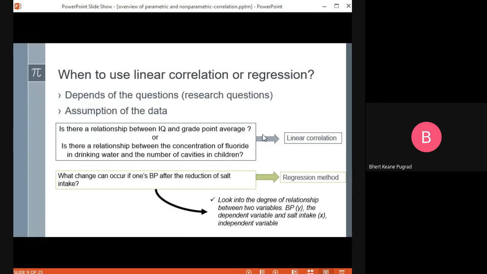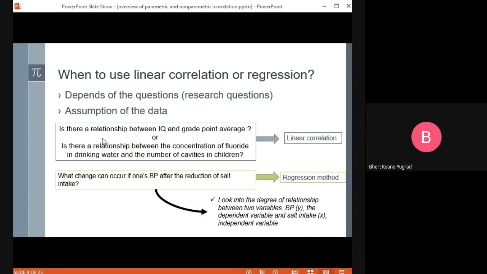Okay. So whether to use linear correlation or regression would depend on your research question, and of course, the assumptions of the data. So if you want to look into the relationship between the IQ, intelligence quotient, and the grade point average of a student, this could be translated into a research question such as, is there a relationship between the IQ level of students and the grade point average?